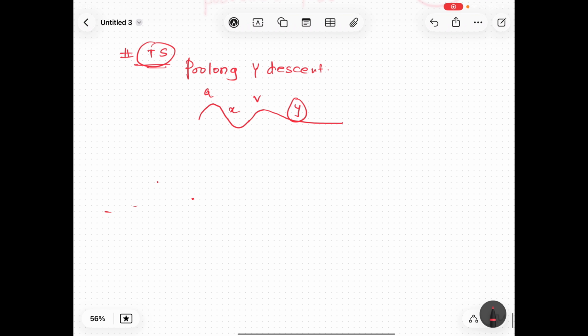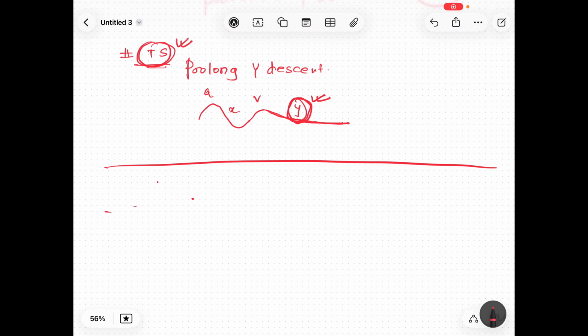Now the last lesion is tricuspid stenosis. In the stenotic lesion, there is prolonged passive filling, which leads to a prolonged Y descent. So here we complete our topic, which is JVP. Thank you.